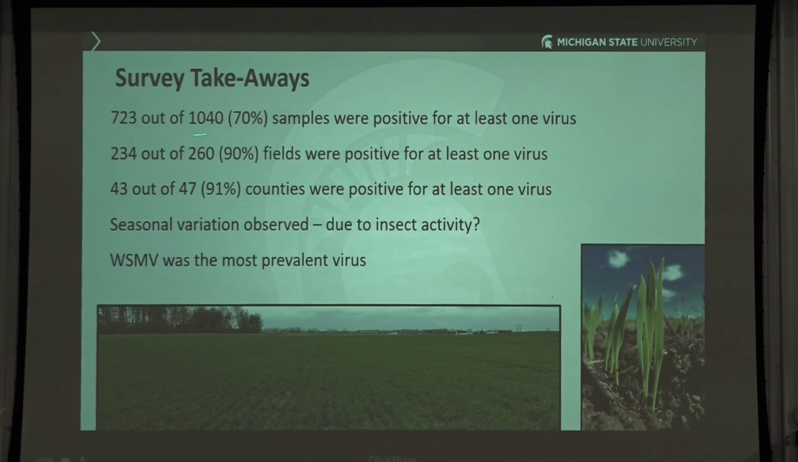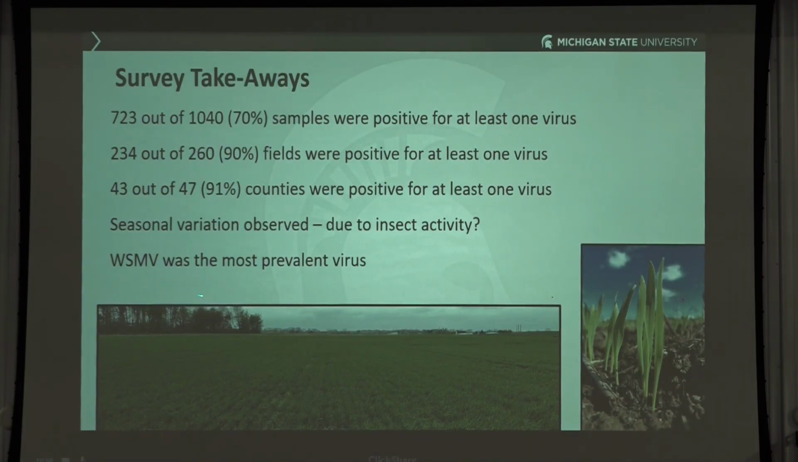In total, across those 2 years, she collected over 1,000 samples. For every field, she would collect 4 samples, and they were composite samples, so 20 leaves per sample, collected 4 times across the field. However we break it down, based on number of fields, about 90% of the fields were positive, or if we look at it at the county level, around 91% of those counties were positive for at least one virus. So certainly a lot of it out there.